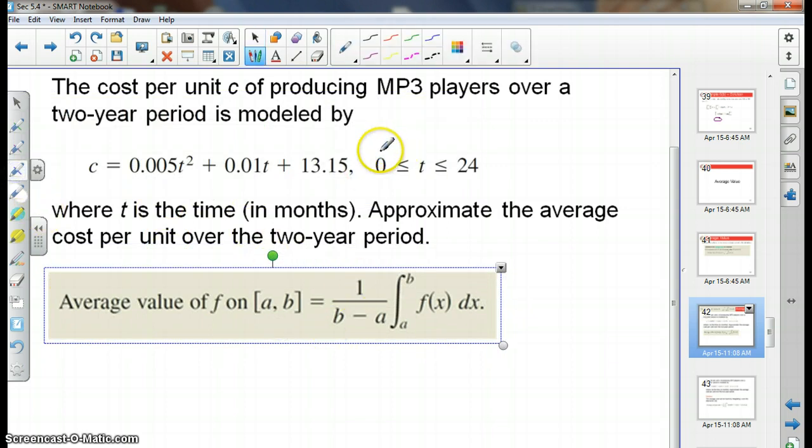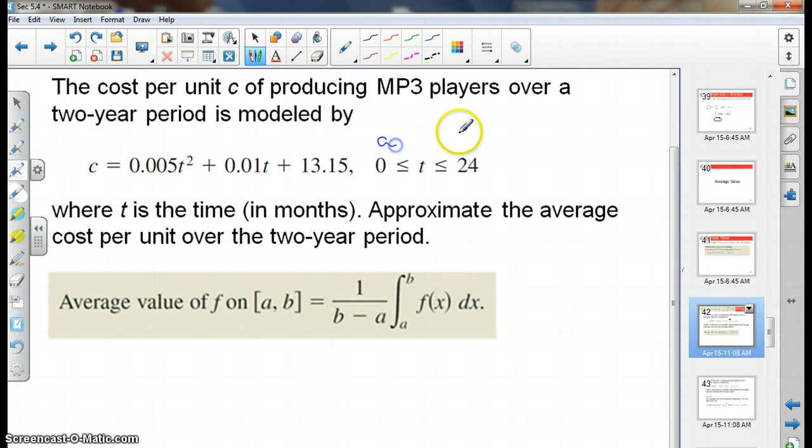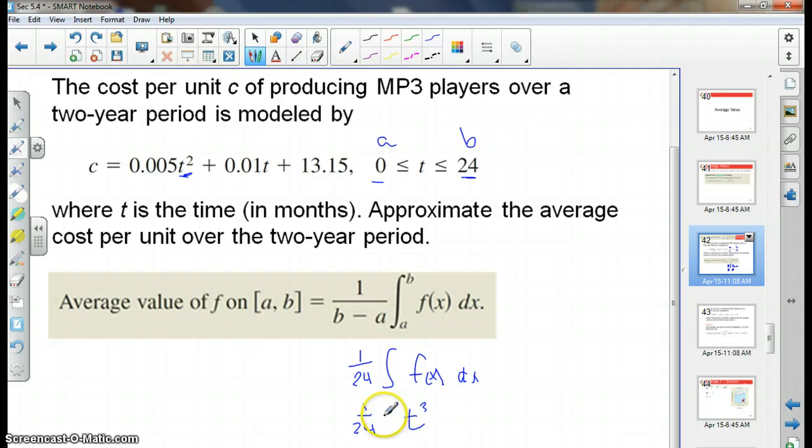And it looks like they're giving us our a term, our beginning term, and our b term. So if I do 1 divided by 24 minus 0, I just get 1/24. I'm going to integrate the function. Let's do that. I'll just keep it f of x, so I don't have to write the whole thing out. So let's integrate. I've got a 1/24 hanging out front. Increase this by 1 and divide by it. So t cubed, and then 0.005 divided by a number that I'm not familiar with, so I'm going to just leave it. 0.005 divided by 3. I'll just number crunch this all in just a moment.